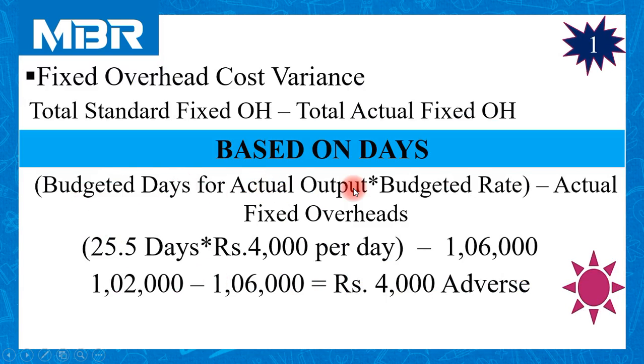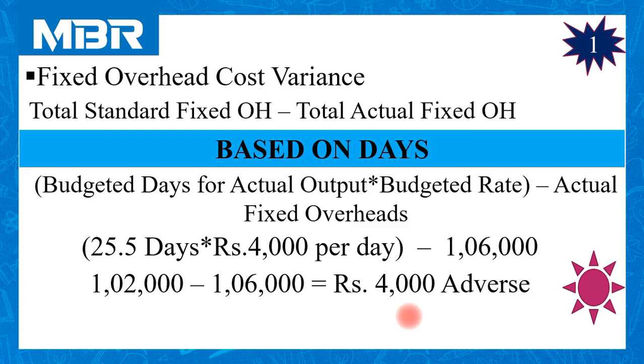Budgeted days for actual output multiplied by budgeted rate. Naturally, we need to multiply with the number of days. So the rate is applicable per day. So 25.5 days multiplied by rupees 4,000 per day minus actual fixed overheads 1,06,000. 1,02,000 minus 1,06,000 is equal to rupees 4,000 adverse.